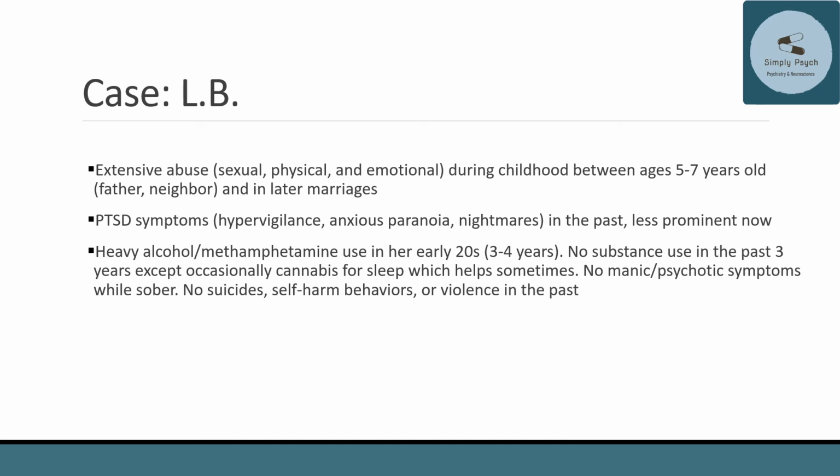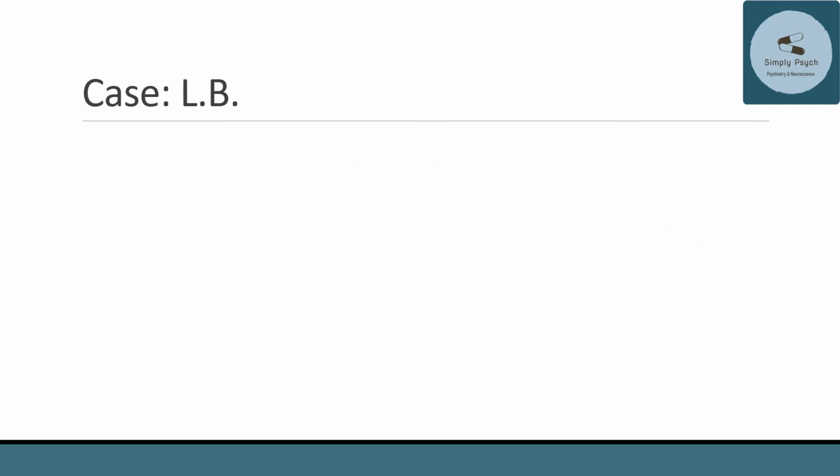So in her past, she had heavy alcohol use and methamphetamine use. This was in her early 20s, and went on for about 3 or 4 years. She's had no substance use in the past 3 years, except occasionally cannabis for sleep, which sometimes helps, but not always. And she's had no manic or psychotic symptoms while sober, no suicides, self-harm behaviors, or violence in the past.